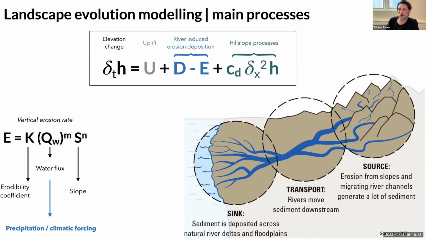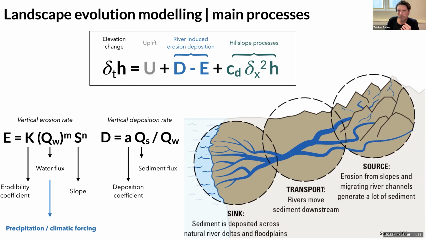Another process that we try to simulate in this model, apart from the river and the fluvial processes, is also the hill slope processes, which is like a diffusion equation here, where basically you will have the slope that is going to drive some gravity flow and move the sediments down the slope. Okay, so those are the two main components of the tool.